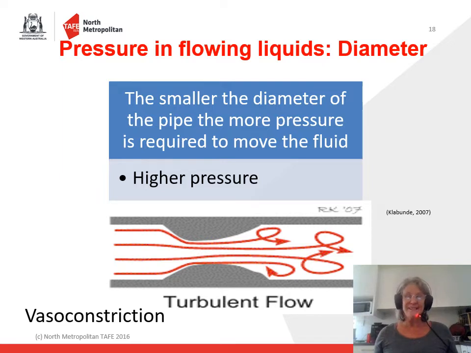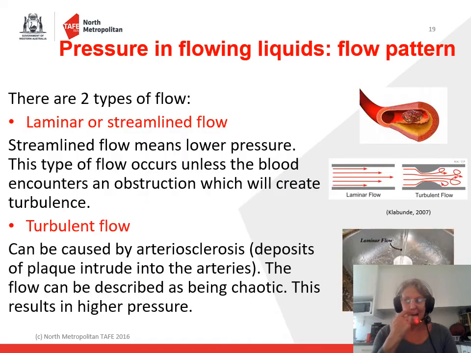If we're going to decrease the size of a blood vessel, we're going to vasoconstrict it to make that blood vessel smaller. Now, as we make that blood vessel smaller, we decrease the volume, so we increase the pressure. So that means that we need a lot more pressure to move the fluid that's inside of it. So diameter is definitely going to change the pressure.